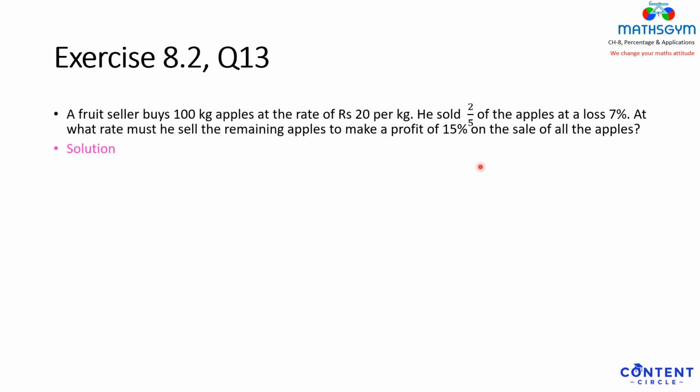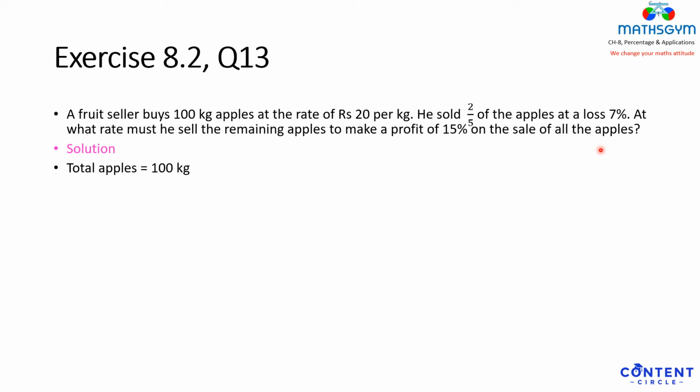What is happening in this question? There is a total quantity which is bought by the fruit seller, and a portion is sold. There has been a loss in that portion. So at what rate should we sell the balance portion so that an overall profit of 15% is made on the sale of all the apples? So that's the question. Let's take a look at the lesson.